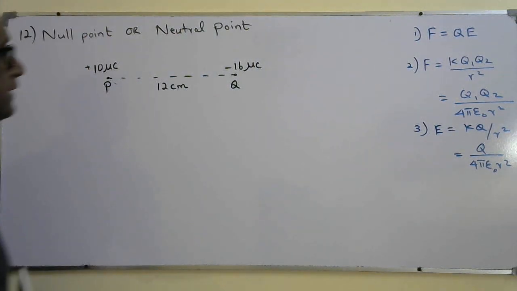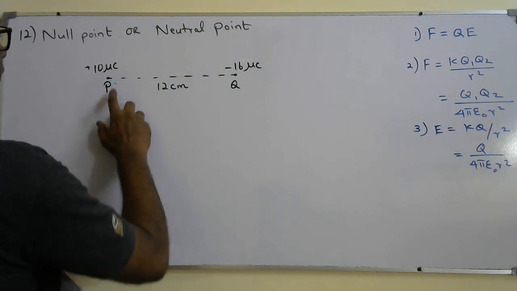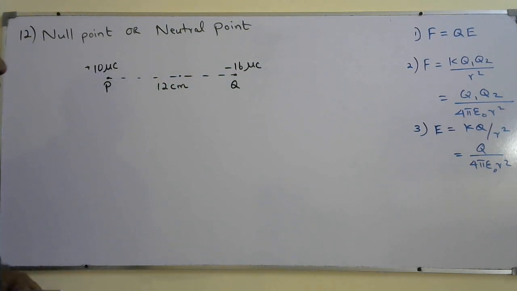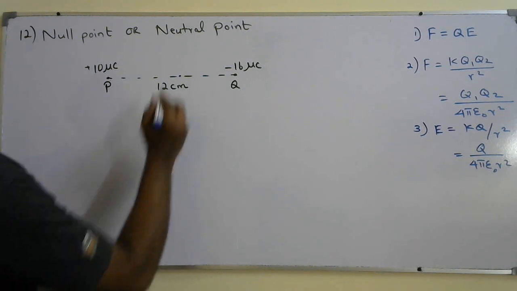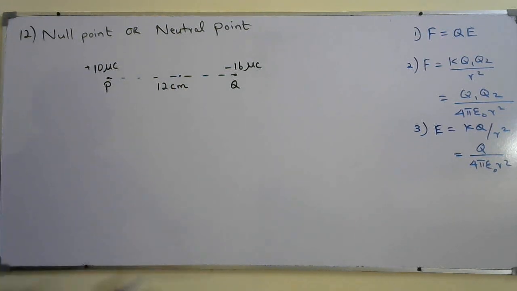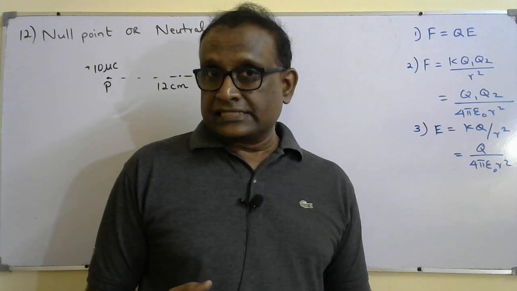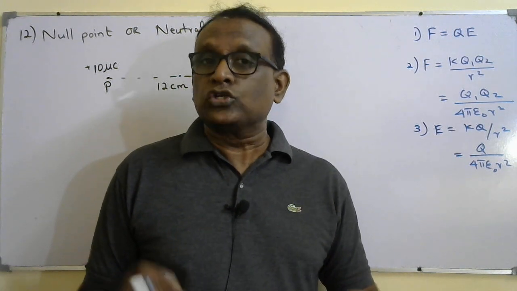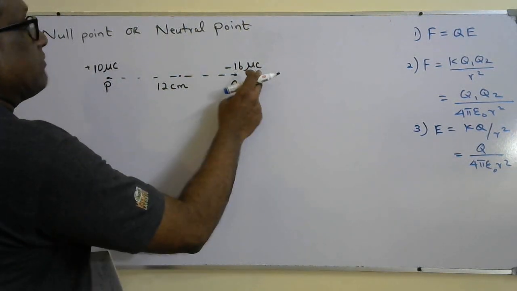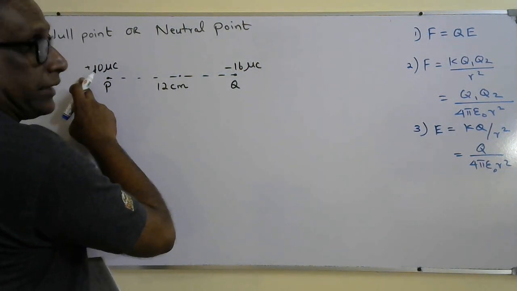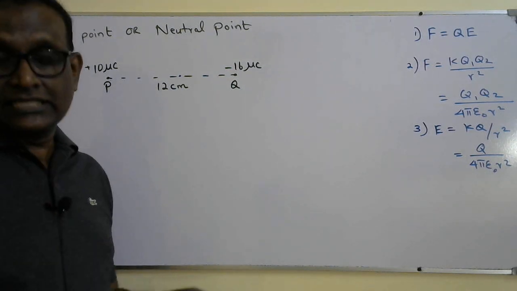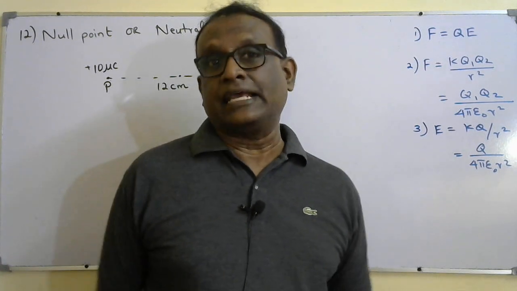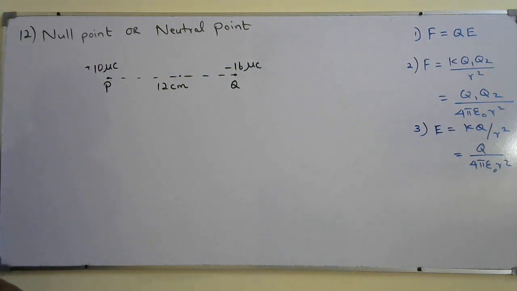Right. So can there be a null point between P and Q? If I think about a point here, I keep a positive test charge, because I want to find the resultant electric field strength. That means I should determine the electric field strength due to negative 16 microcoulomb and positive 10 microcoulomb, and whether they can cancel each other. If two vectors want to cancel each other, we know they should be on the same line, opposite direction, same magnitude. Okay, that is the unit 1 idea.